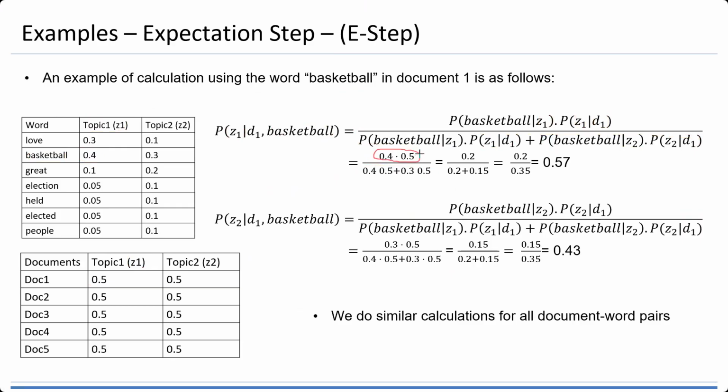Then 0.4 multiplied by 0.5, this is for only the topic one. And I have this 0.4 multiplied by 0.5 plus 0.3 multiplied by 0.5. So what is it? This is the probability of the word basketball in the topic two, the probability of the basketball in the topic two multiplied by the probability of the topic two given document one. So it is 0.5. Then we can get the value is 0.57.